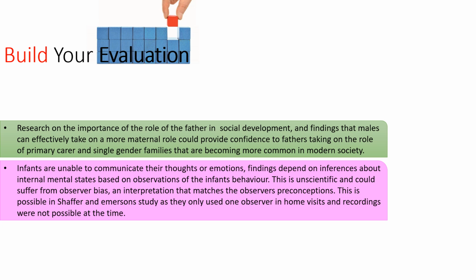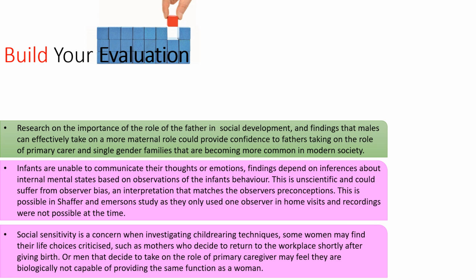Another criticism, again used before but can be used again, is the concept of social sensitivity. When we talk about child rearing techniques or stages of development, some women might find that their life choices are going to be criticised in some way. Perhaps they decide to go to work. They might worry if they feel they're the primary attachment figure. Or men that decide to take on the role of primary caregiver might feel that they're biologically not capable of providing the same function as a woman, especially if the evidence seems to show most women fit the role of primary caregiver.